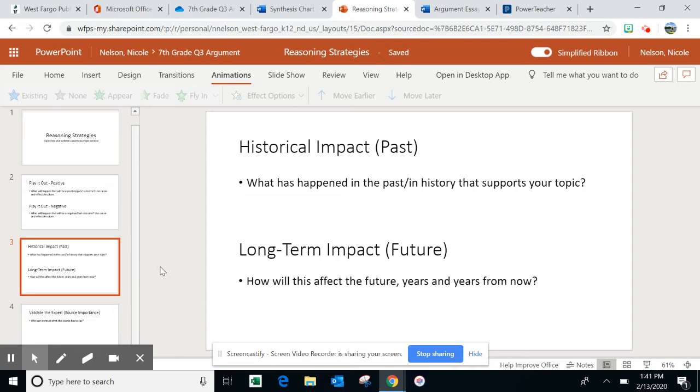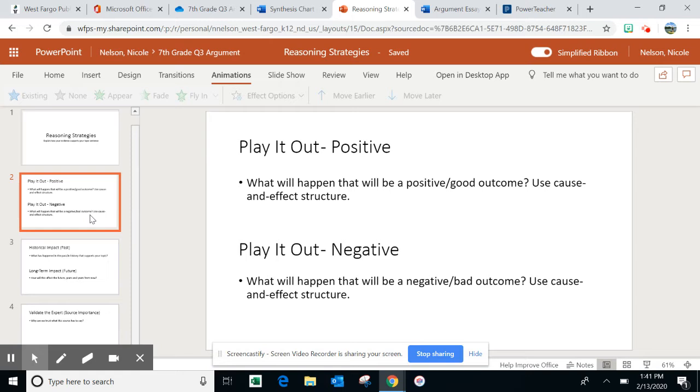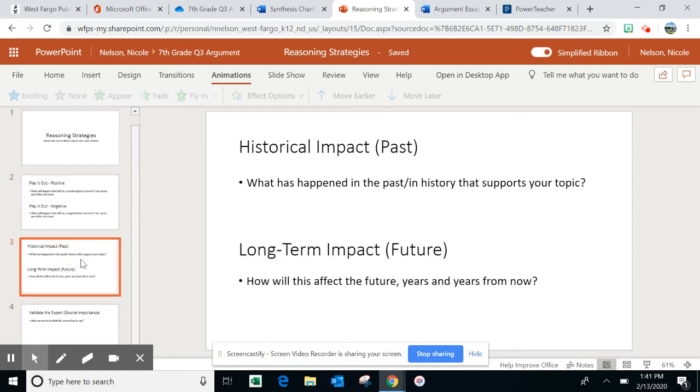The next 2 are historical impact, which would deal with the past, or long-term impact, which will deal with the future. So historical impact, what has happened in the past or in history that supports your topic, and I do give an example of this. And then long-term impact in the future, how will this affect the future, but like years and years from now. So with playing it out, positive and negative, that's kind of the short-term cause and effect. The long term is what would happen many years from now.